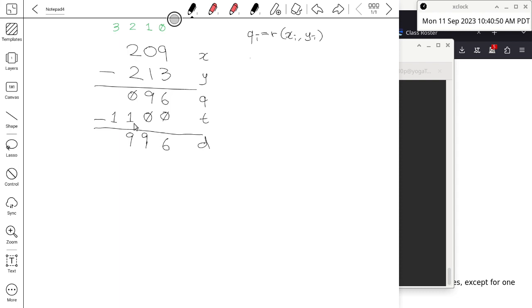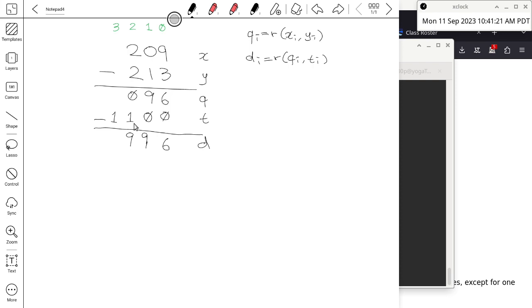And then d of i is r of qi, ti this time, not ki, but ti. Because it looks like in order to figure out the last row, which is the d row, we only need to rely on the q and the t bits of the same column. And it looks like it's the same mechanism that we use to determine the q digits. So that's why d is r of qi, ti.